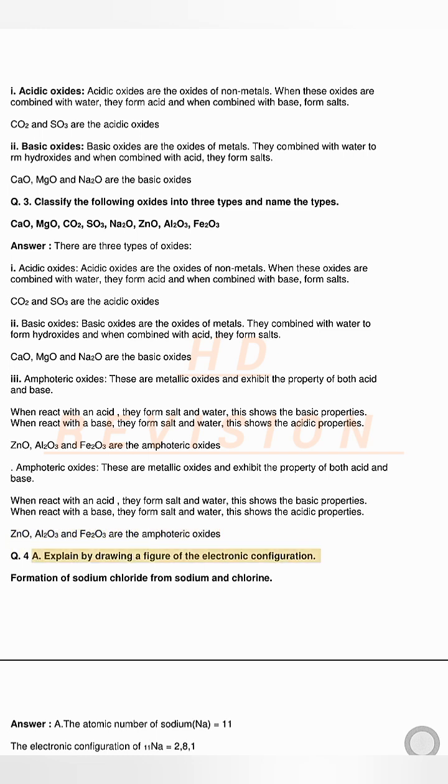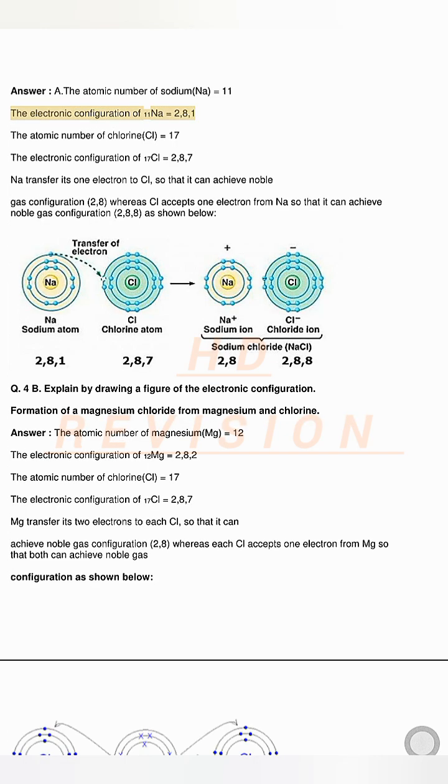Q4. Explain by drawing a figure of the electronic configuration. Formation of sodium chloride from sodium and chlorine. Answer. The atomic number of sodium, Na, equals 11. The electronic configuration of 11Na equals 2, 8, 1.